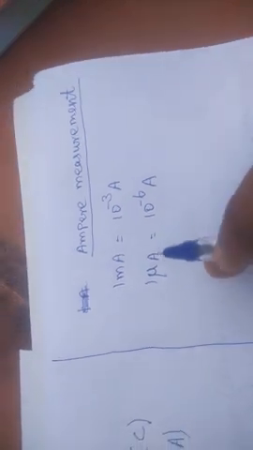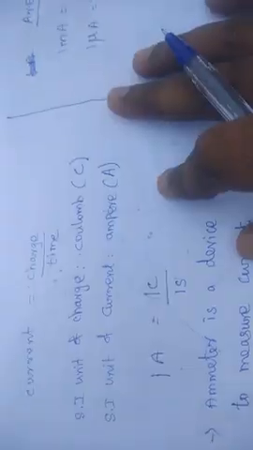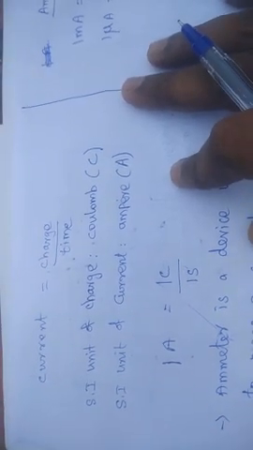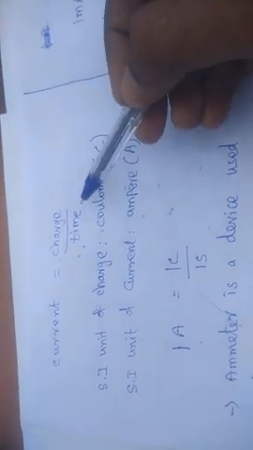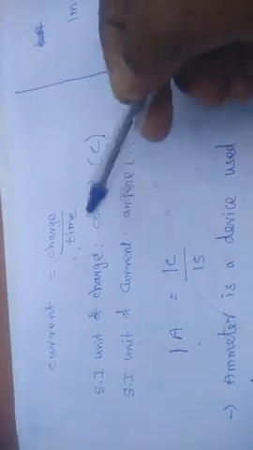So now I will conclude my session. What is electric current? Electric current is the rate of flow of charge, that is, charge by time. The SI unit of charge is coulomb and the unit of time is second.